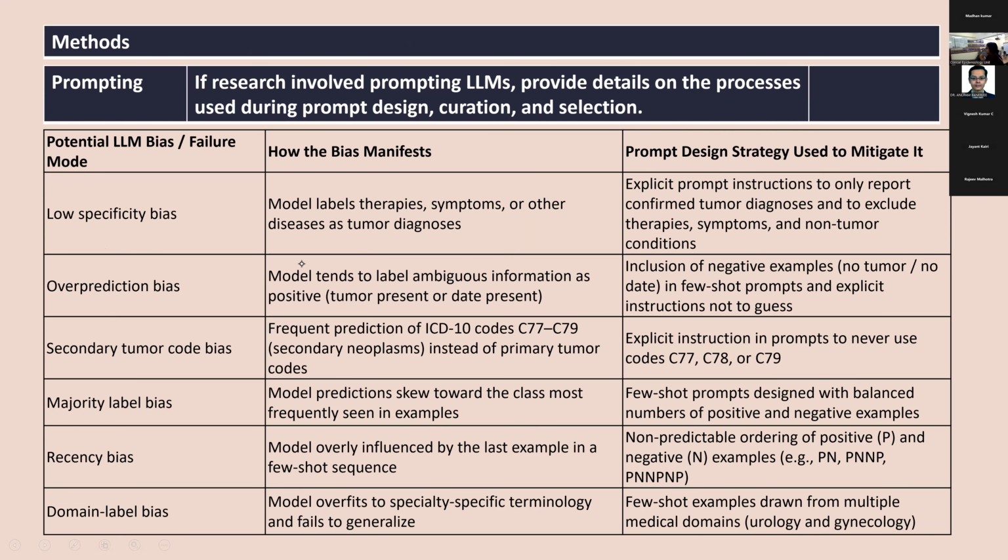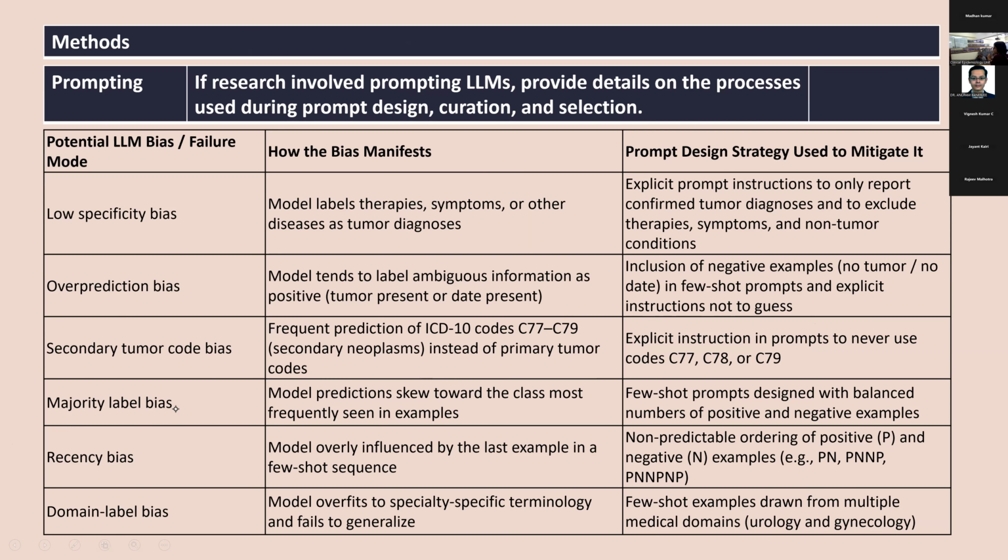Over prediction bias, like they tend to label ambiguous information as positive and kind of overestimate things. So while giving few short prompts, they have included negative examples also, and they have given explicit instructions as in do not guess. Secondary tumor code bias: one thing which they frequently noticed was that instead of a primary tumor ICD code, the model kept on picking C77, 78, and 79, which corresponds to secondary neoplasms. So the model was given explicit instruction to not code 77, 78, and 79.